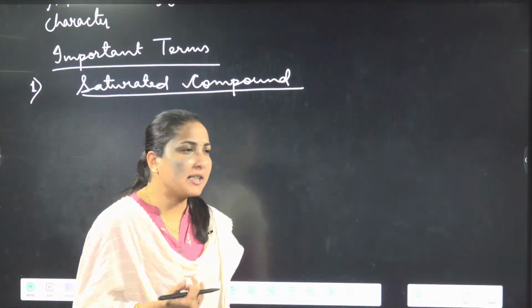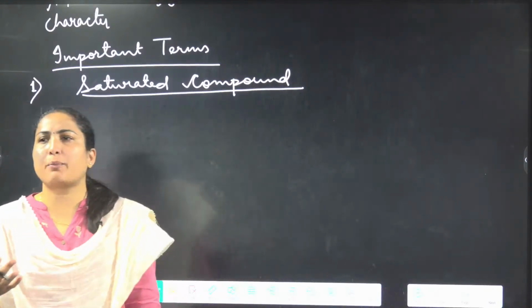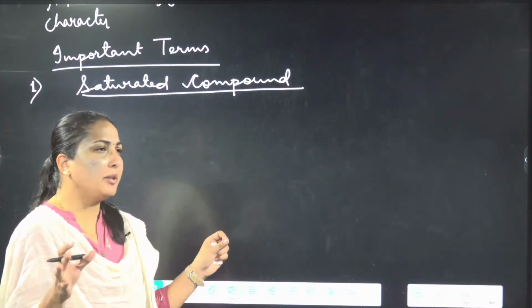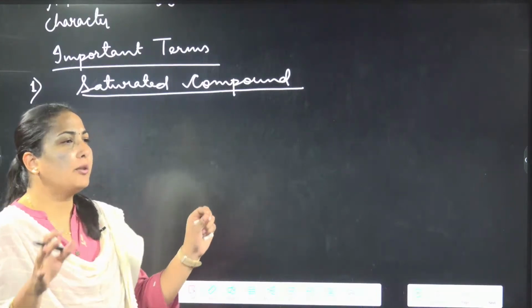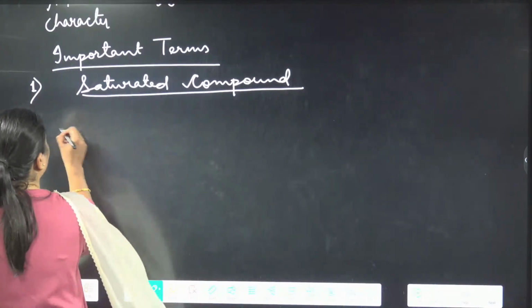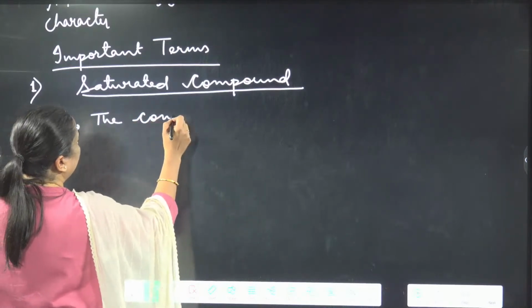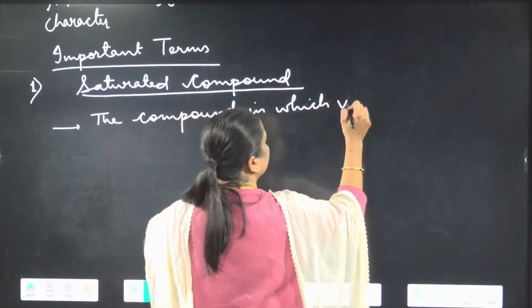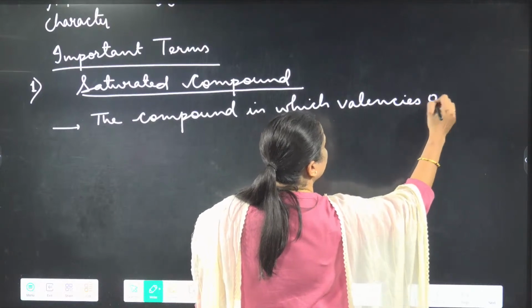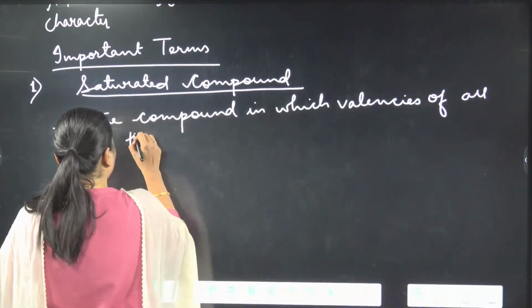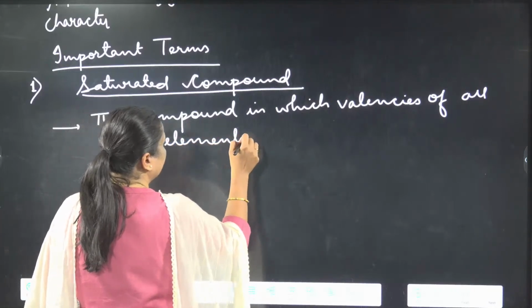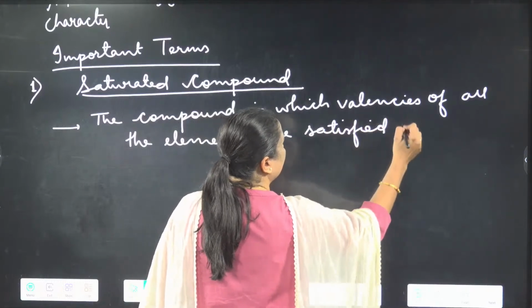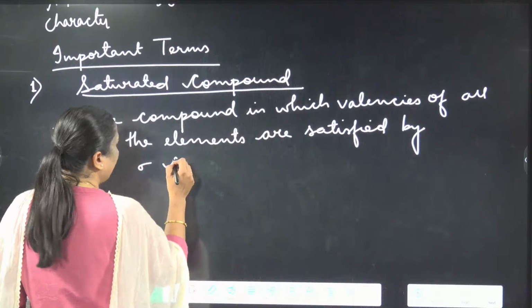There should not be any unsaturation. Unsaturation will relate to the existence of pi bond, right? So basically here I am saying saturated compound means the valency of all the elements are satisfied by sigma covalent bond. Then it is a saturated compound, right? So we can write the compound in which valencies of all the elements are satisfied by sigma covalent bond.